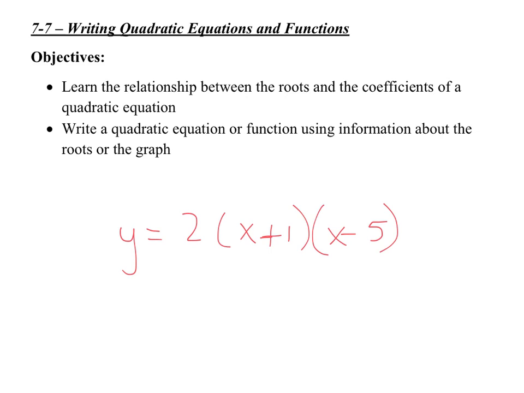So, in this case, what's something you would know from this? Your x-intercepts, or your roots, are going to be -1 and 5. Because how do you find the x-intercept? You set y equal to 0. So this would be a 0, you move the 2 over, you get -1 and 5.